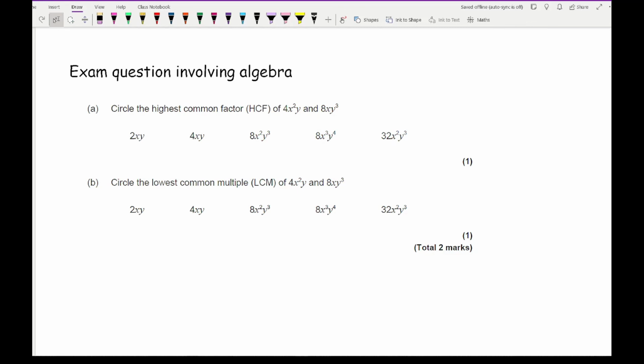Now, looking at the numbers 4 and 8, what is the highest common factor of 4 and 8? Well, that's going to be 4. We're looking for numbers that divide into these. For the highest common factor, you're looking for the lowest power of each letter. Looking at the x's, the lowest power of x I've got is a single x, and the lowest power of y I've got is a single y. So the answer is going to be 4xy.